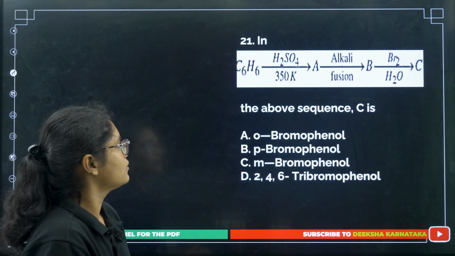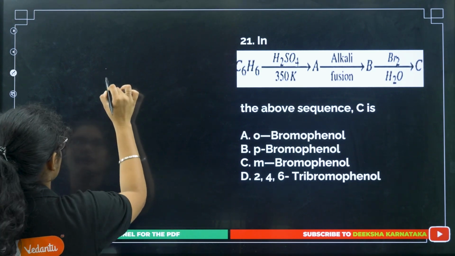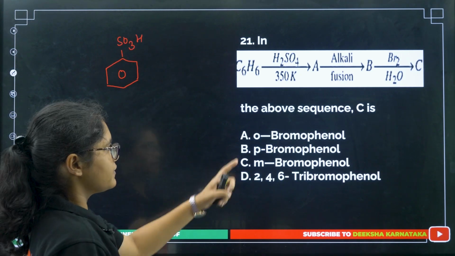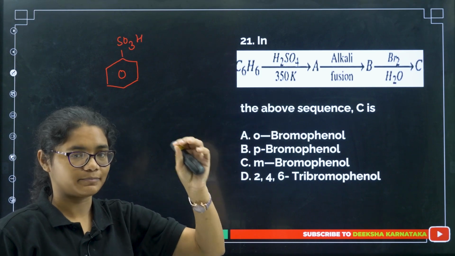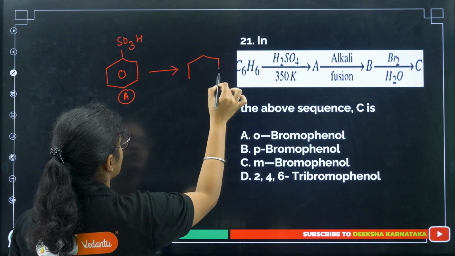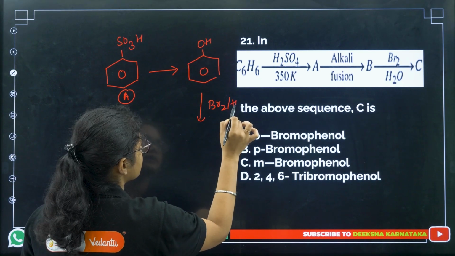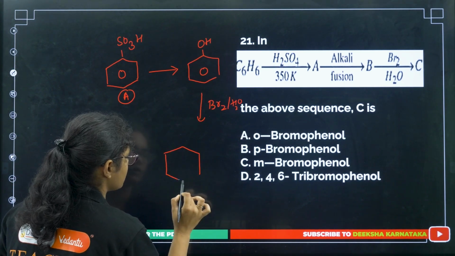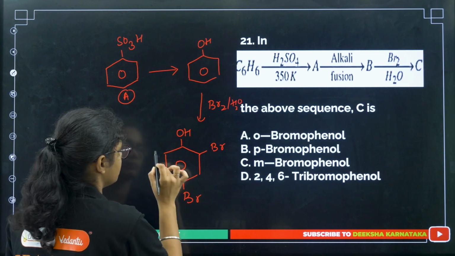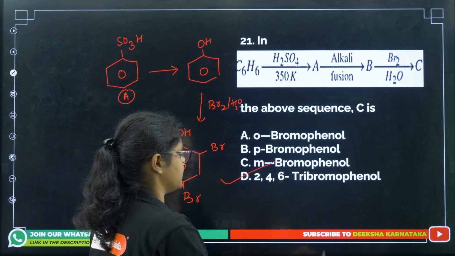Okay, so next, in the above sequence, first we have benzene with H2SO4. This will do sulfonation. Then if you treat it with NaOH, we have remembered the preparation of phenol using benzene sulfonic acid. So this one, this is A, will give you phenol. After that, if you treat with bromine water, we have learned that OH is a highly activating group and all the 3 ortho-para positions are replaced with bromine. Bromine, bromine and bromine. So we will get 2,4,6-tribromophenol. So the correct answer here is option number D.